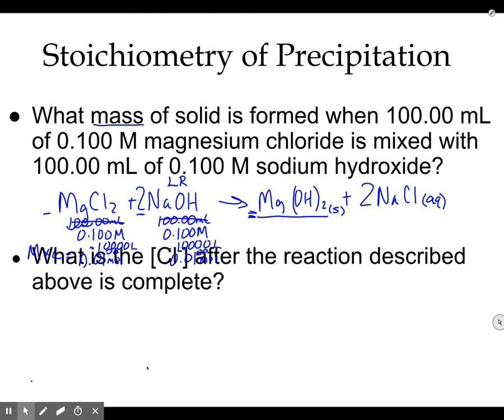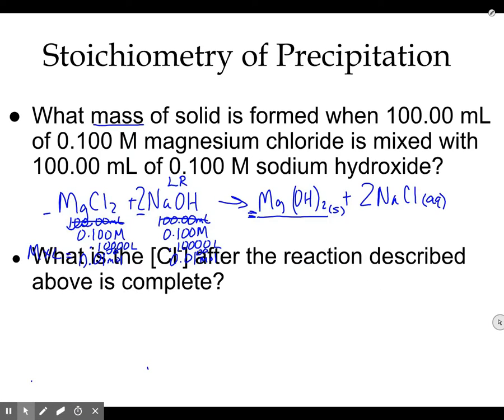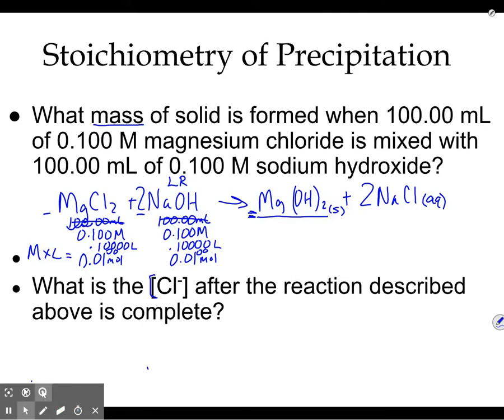All right, so here's the type B for this question. What is the chloride ion concentration after the reaction described above is complete? Okay, so we're going to be looking for the chloride ion concentration, and that is going to be after the reaction is complete. Remember our square brackets mean molarity, so we're looking for the molarity of those chloride ions.